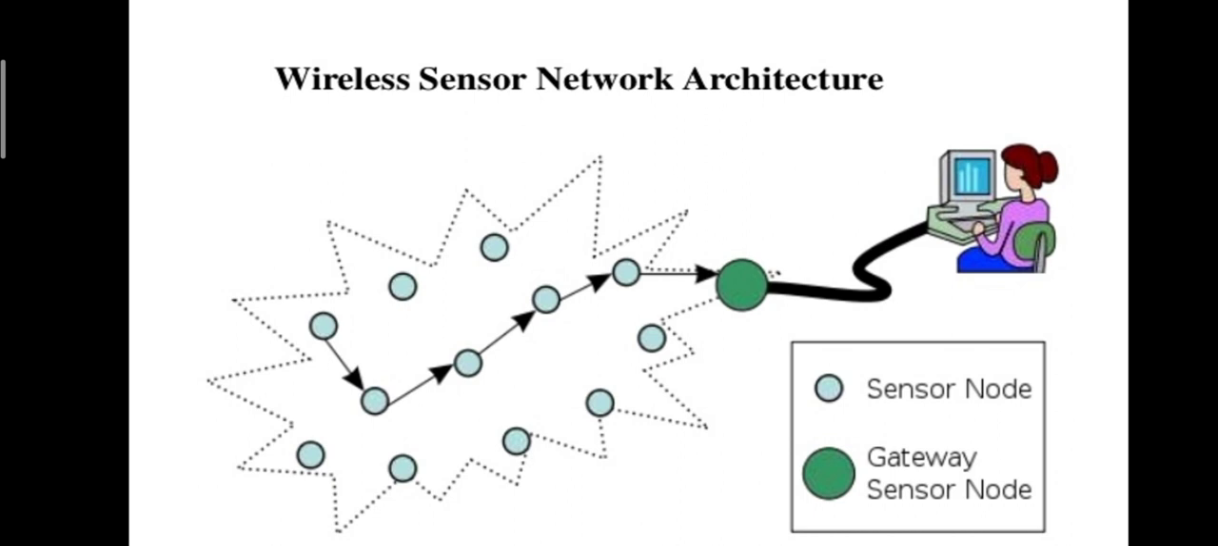Here we see the architecture of wireless sensor network. There are many sensor nodes inside and a particular sensor node path is chosen which transfers the data to a main gateway sensor node, which further transfers the data to a computer. Sensor nodes are the sensor network.